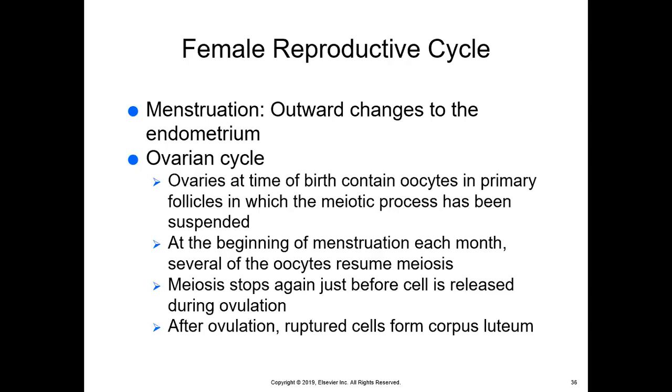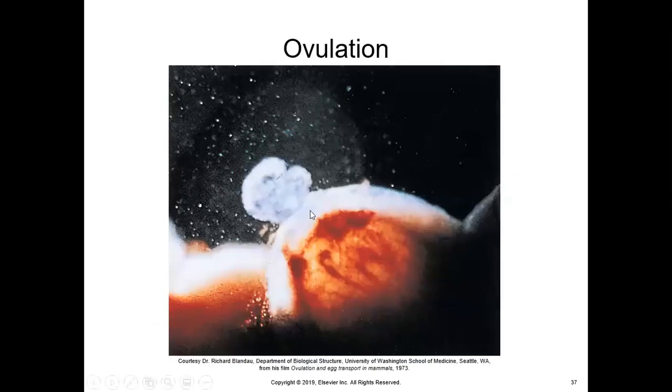And that's so at the beginning of menstruation each month, several of the oocytes resume meiosis, and then typically one, sometimes multiple eggs are released or ovulated. So meiosis stops again just before the cells release during ovulation. So after ovulation, the ruptured cells form the corpus luteum. And here, this is an ovary, and this is an ovulation of an egg.